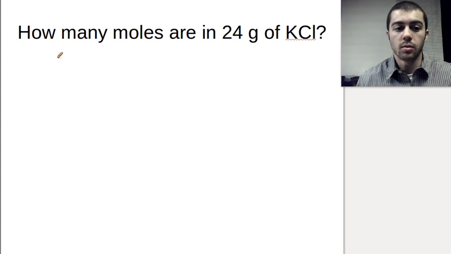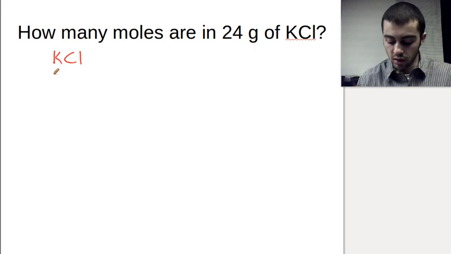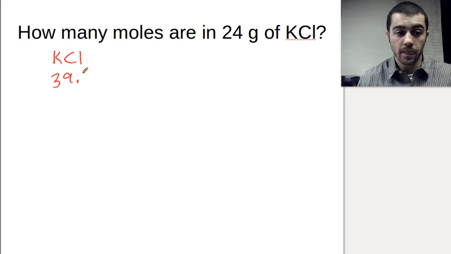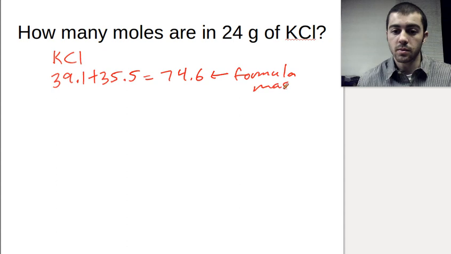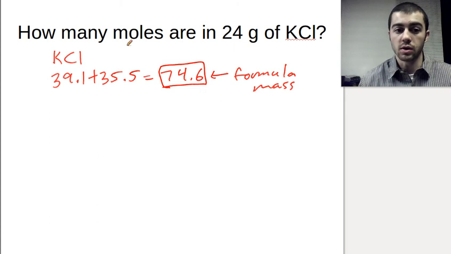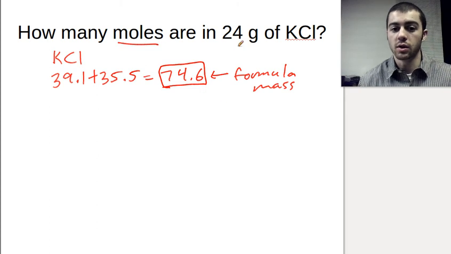The formula mass of KCl would be the mass of potassium, which is 39.1, plus the mass of chlorine, which is 35.5. So our total mass here is 74.6, and that's our formula mass. This is what we're going to use as our conversion factor to go from grams to moles, because that's our ultimate goal here, to figure out how many moles are in this many grams. So we're just going to do another unit conversion.